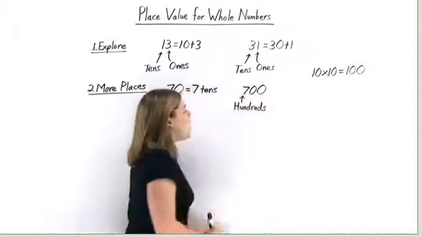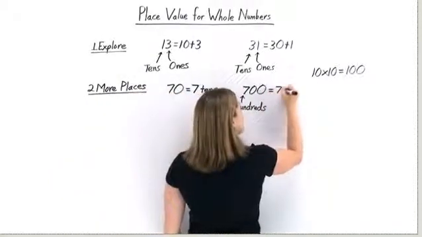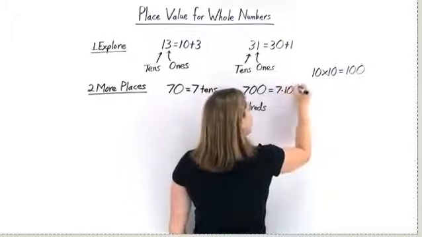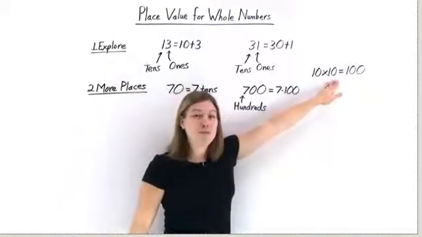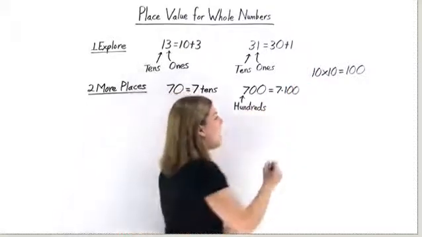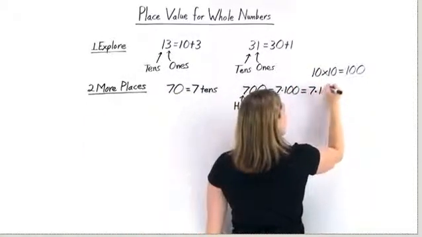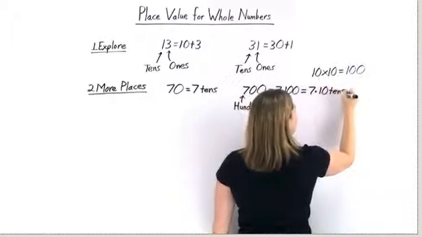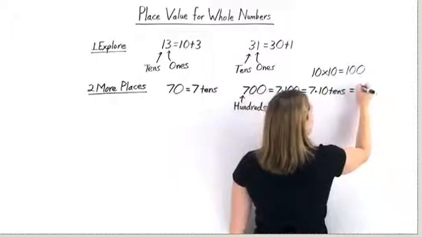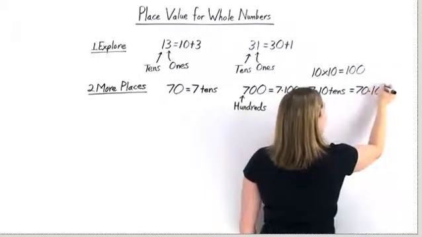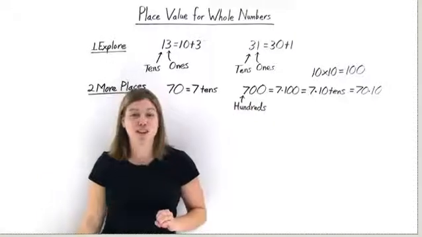This is the hundreds place. So here we have 7 hundreds. Or we could say that we have 7 times 100. Or remember, 100 is the same thing as having 10 tens. So this is the same thing as taking 7 times 10 tens, since 10 tens is the same as 100. Or we could write this as 70 times 10. Any way we write this, we still get the number 700.